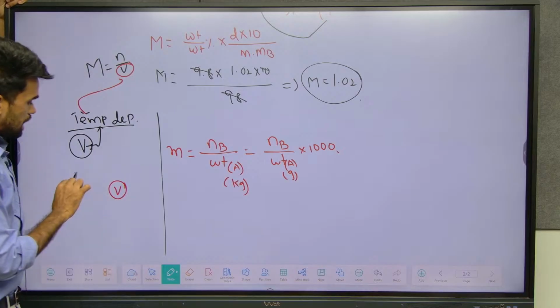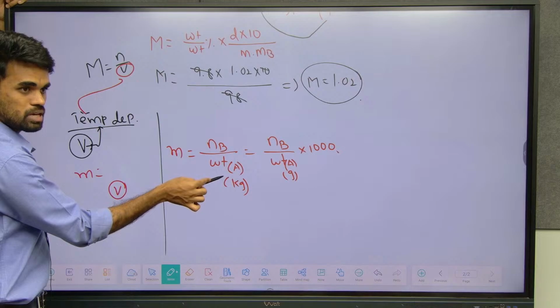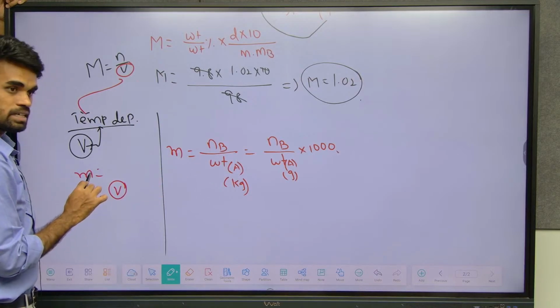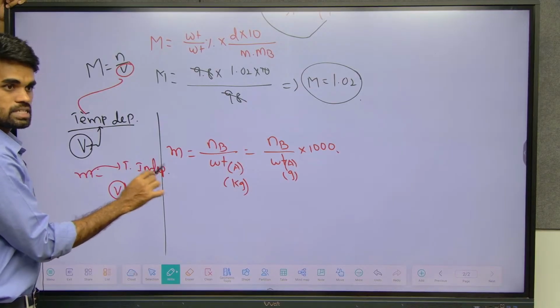See, now molality, what are you writing? Number of moles by weight. Do we have any volume term? No. So I can say molality, small m, is temperature independent. Is this clear or not?